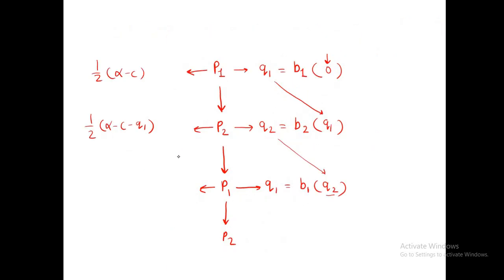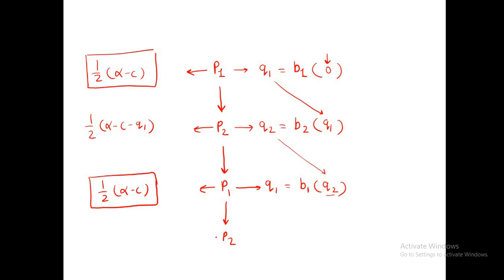So you can see here at this point the player 1 production is half of alpha minus C. You can see in his first chance he produced half of alpha minus C, and in his second chance again he is producing the same. Means what? In the next chance P2 will produce the same, and the production of P2 will be half of alpha minus C minus Q1.